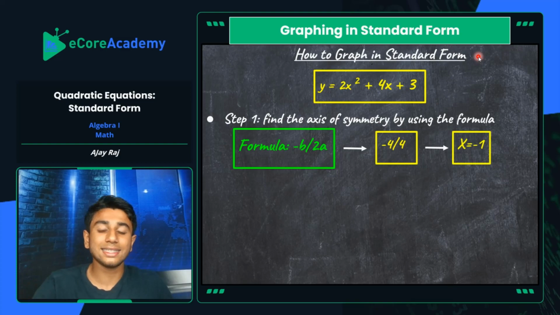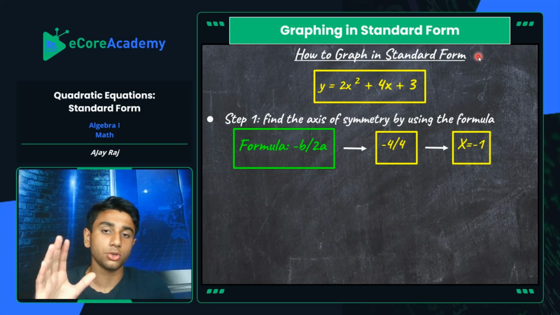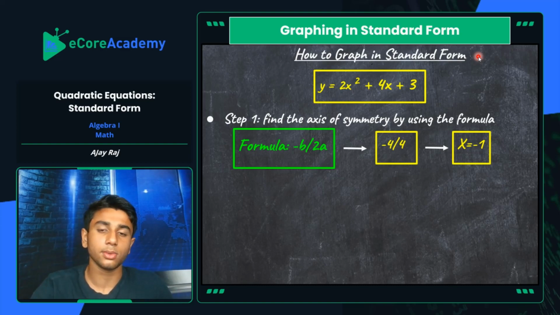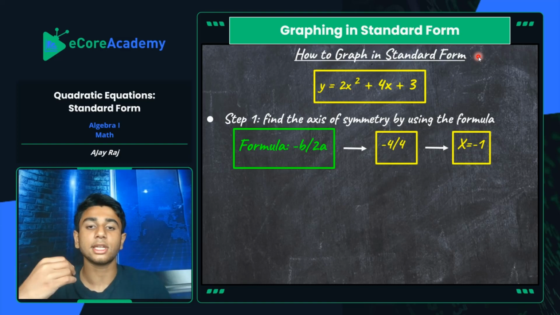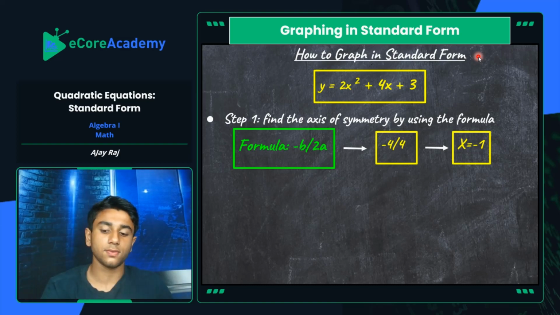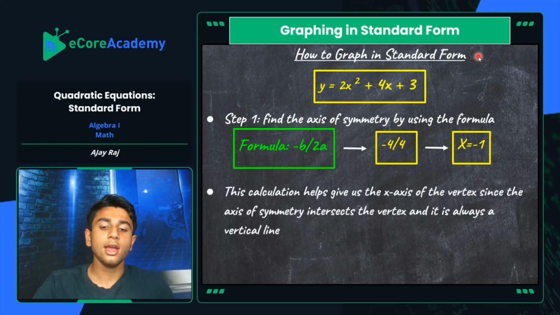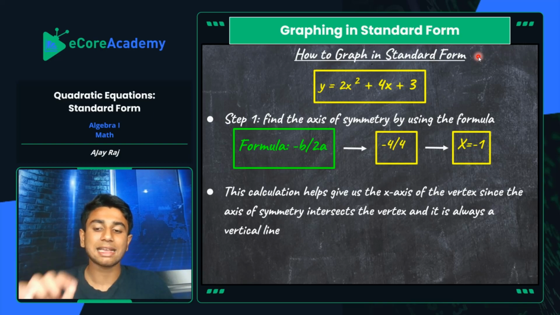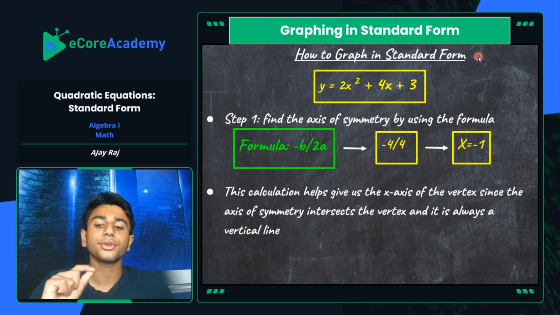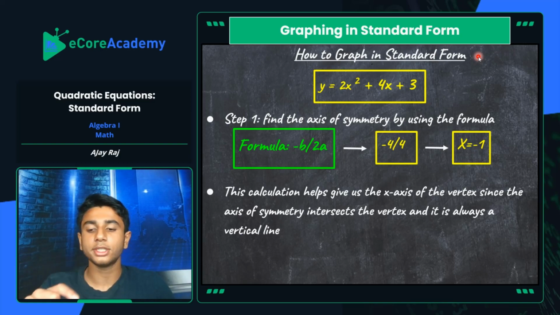Now we know that x is going to equal negative 1 in this case because your axis of symmetry, when it comes to your traditional parabolas, especially in Algebra 1, is always going to be a vertical line. So this calculation gives us the x-coordinate of the vertex, since the axis of symmetry intersects the vertex and it is always a vertical line. So it's going to be an x equals no matter what.